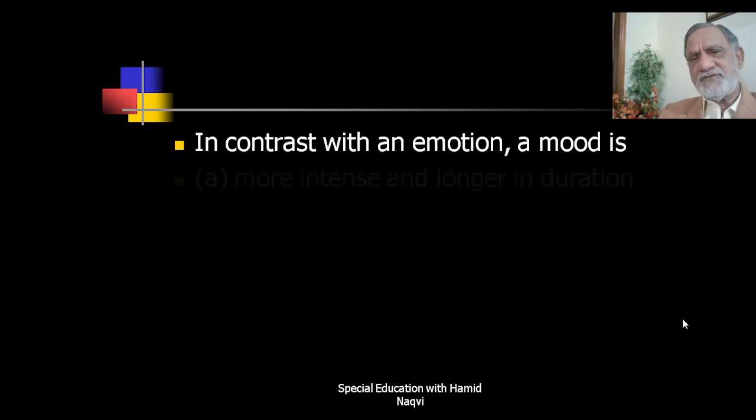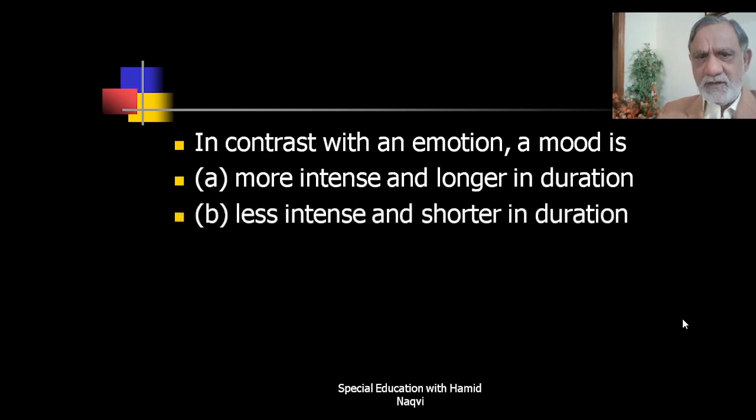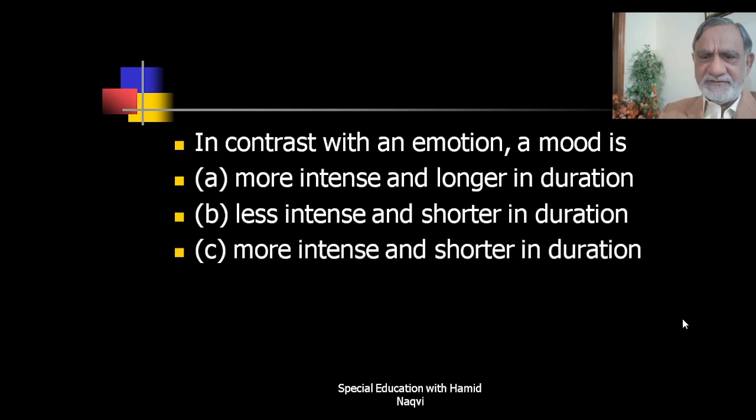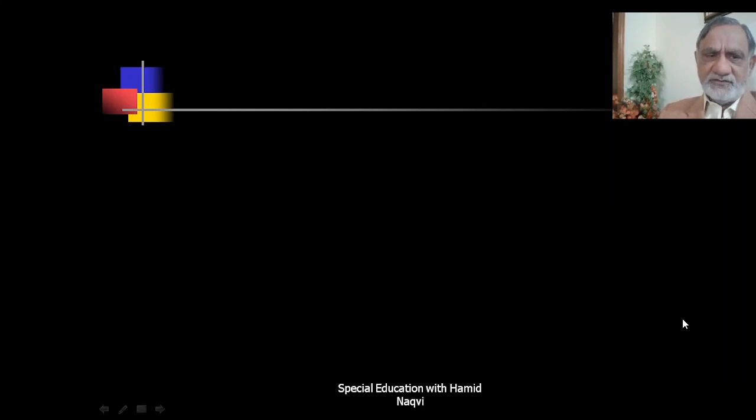In contrast with an emotion, a mood is more intense and longer in duration, less intense and shorter in duration, more intense and shorter in duration, or less intense and longer in duration. Correct one is the last one, that is less intense and longer in duration.